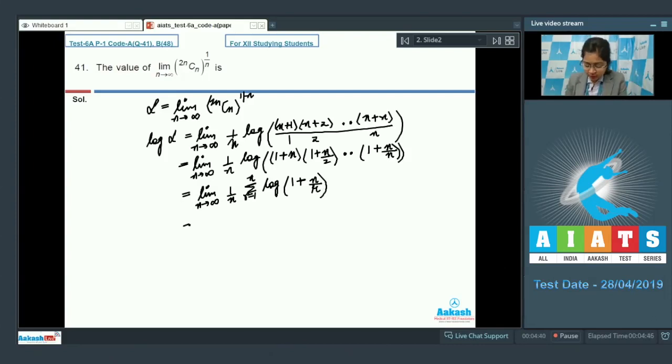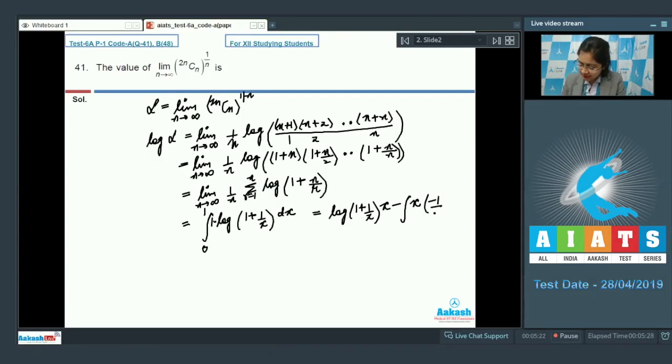So it can be written equal to integration of log of (1 plus 1 by x) dx, where x is going from 0 to 1. So this is the value of log L. Now this can be calculated very easily, solving it by parts. So this is equal to log of (1 plus 1 by x) into x minus integration of x into (minus 1 by x square) divided by (1 plus 1 by x) dx.